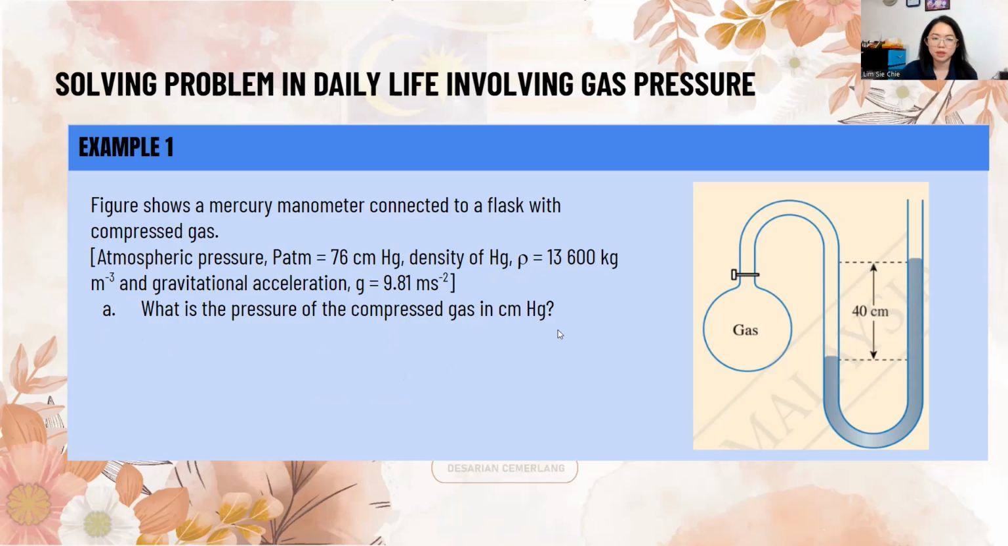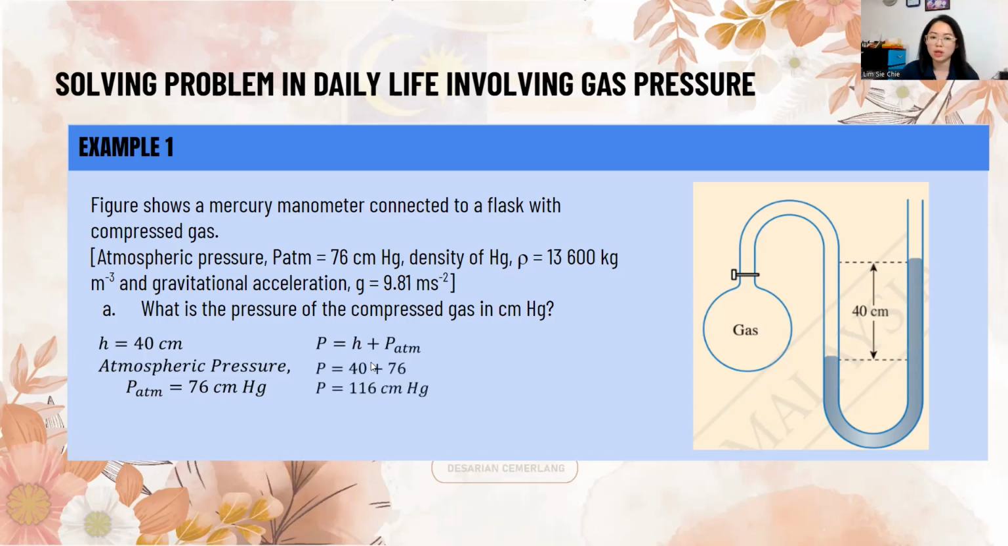Now let's see here. So this is the first question. What do you have here? First thing is, I know that the difference of the H column is 40 centimeter. And then my atmospheric pressure is 76 centimeter mercury. Okay, so what is the pressure of the compressed gas in centimeter mercury? The answer will be H plus atmospheric pressure, where you have 40 plus 76 equals 116 centimeter mercury. This is still easy, very easy.